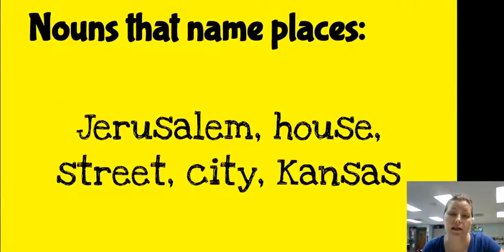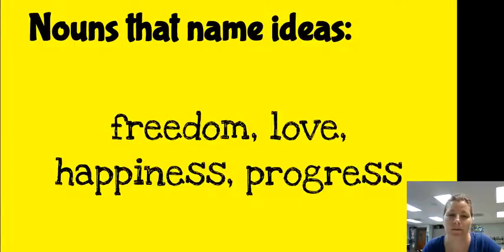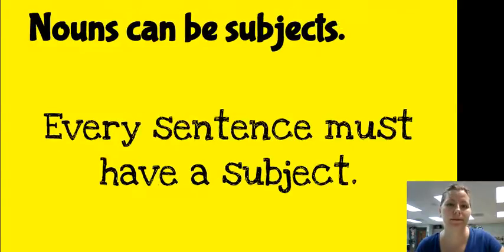Nouns that name places. Jerusalem, house, street, city, Kansas. Nouns that name things. Bible, dog, hat, boat, hamburger. Nouns that name ideas. Freedom, love, happiness, and progress.